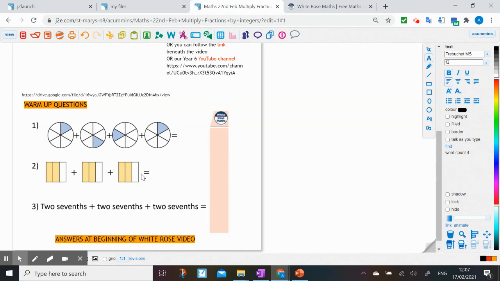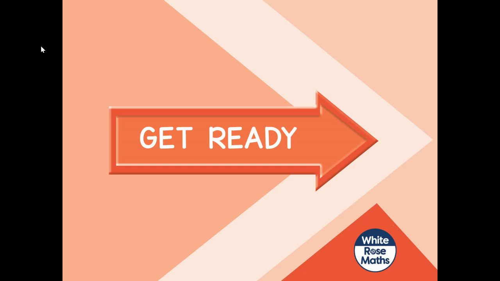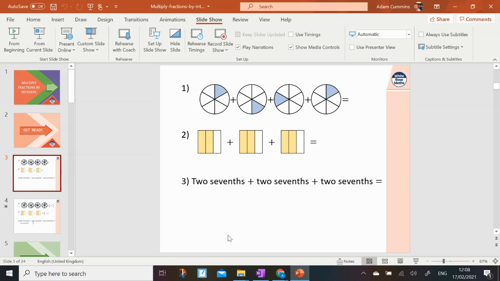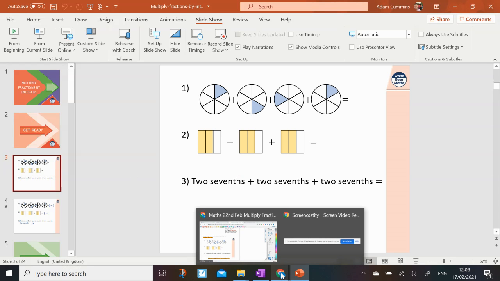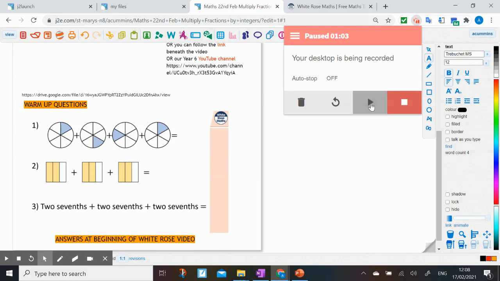First thing to try is the warm-up questions. So here we go. Those are the questions there, but they're on your worksheet as well. So I'd like you to take a moment to try those. One little quick word of advice: be on the lookout for opportunities to simplify, and of course anything that's improper, convert that to a mixed number if you can. Alright, so pause the video now and have a try.